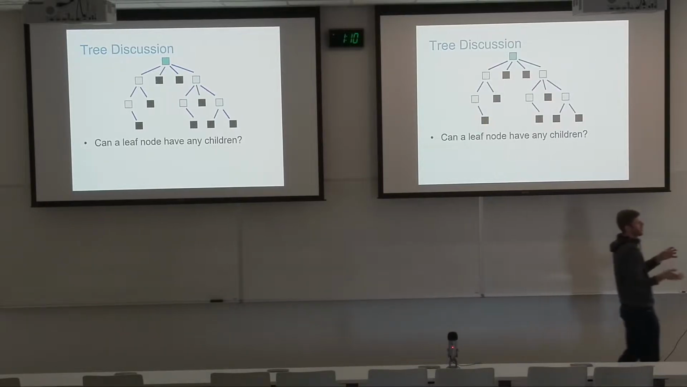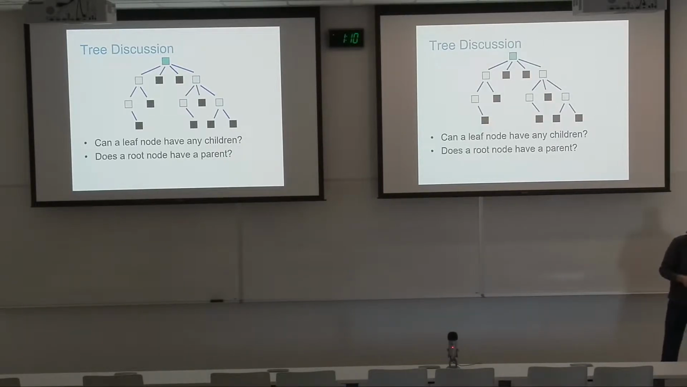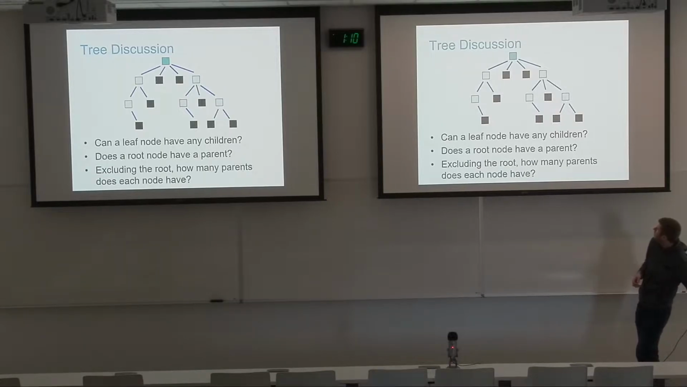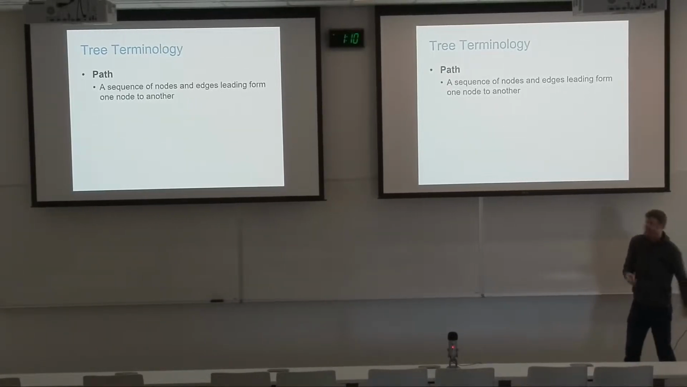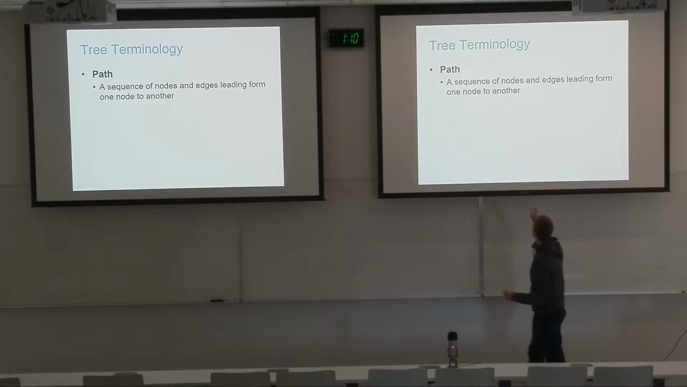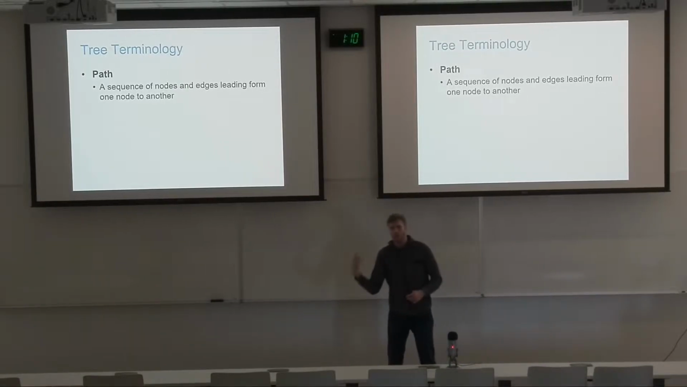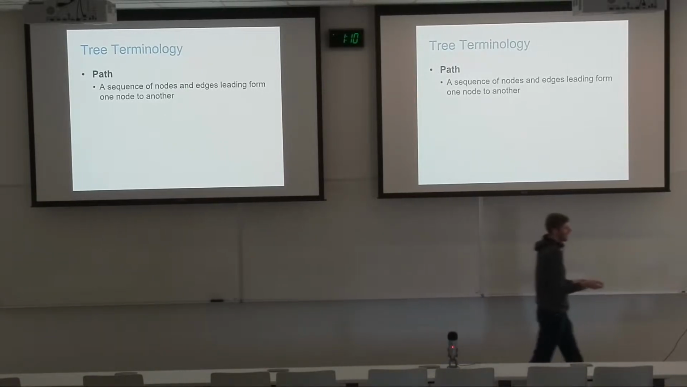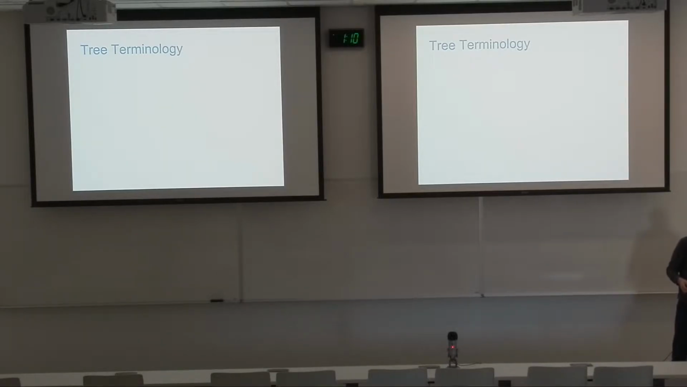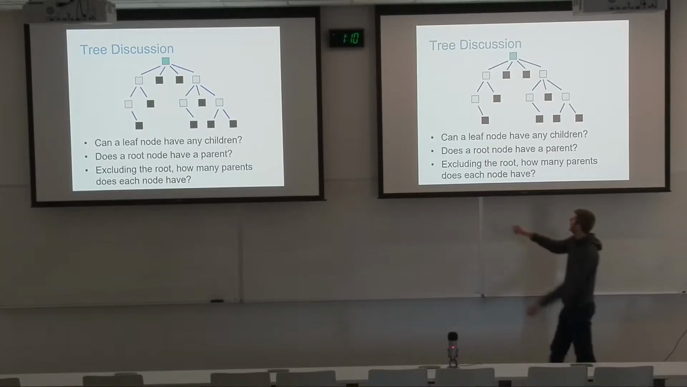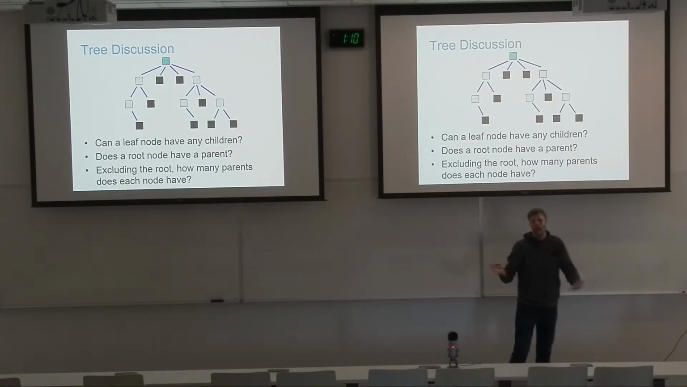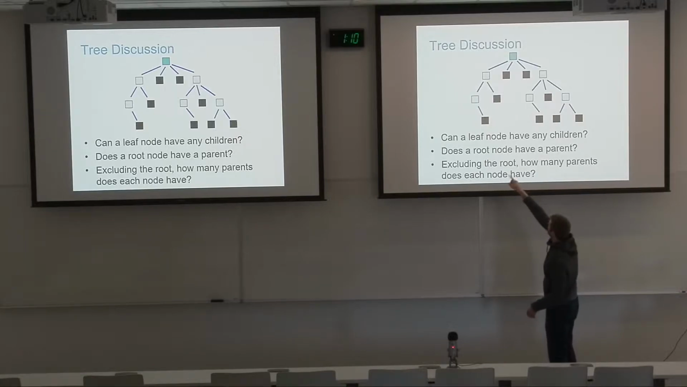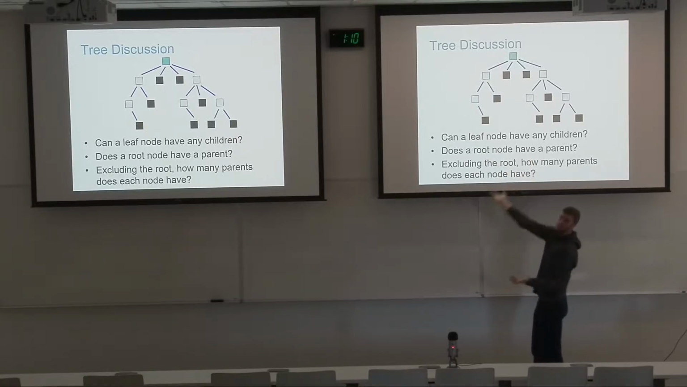So I mean, there's a lot going on here. Can the root have a parent? No. Excluding the root, how many parents does each node have? Well, at most one. Okay, a path: a sequence of nodes and edges leading from one node to another. So we go back here. Oh, I want to go from maybe this node to the root. What's the path? Well, I go like there, there, there, there, right?